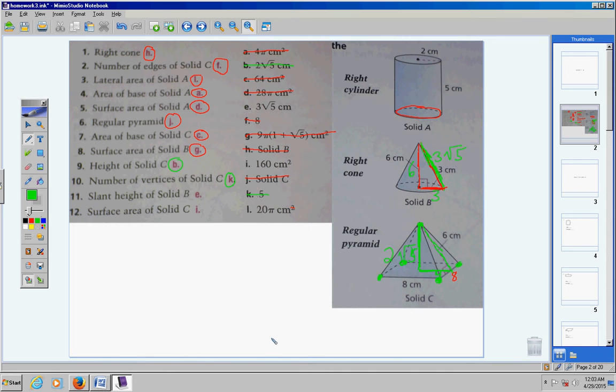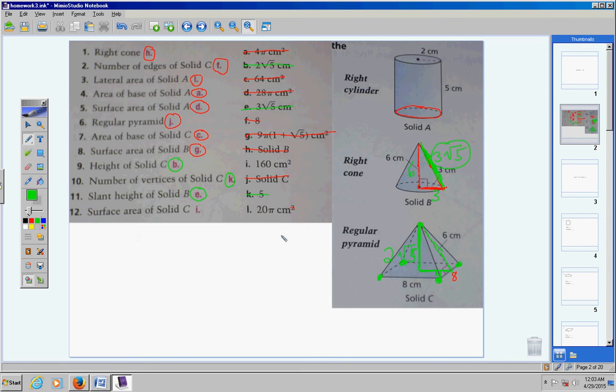Alright? Now, find the slant height of solid B. Well, guys, look. Slant height of solid B. We already did it. Right here. The slant height is 3 square root of 5. We already did it. So that would be letter E right here.